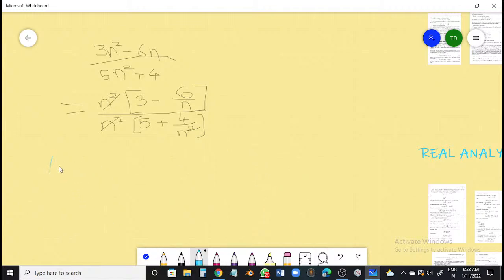So if I apply the limit as n tends to infinity to the constant sequence 3, it will certainly be 3 back. And if I apply it to 6 over n, we know it is 6 times 1 by n. It will be 6 times 1 by n.